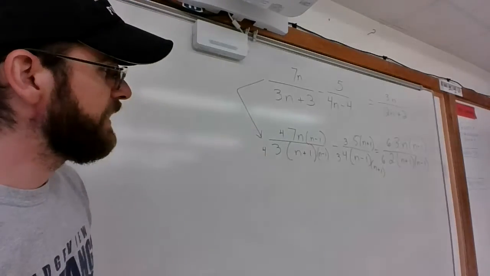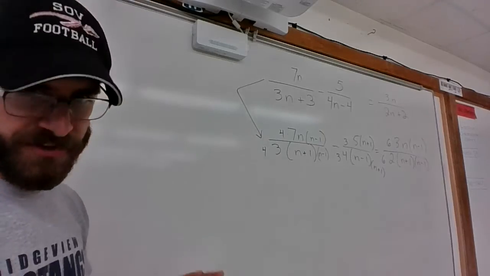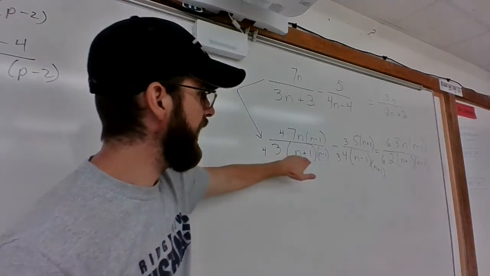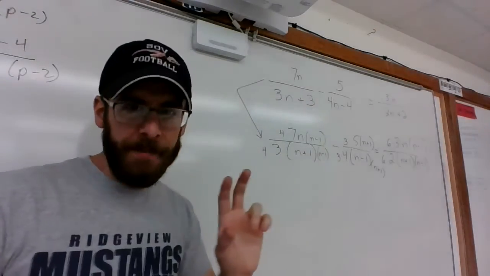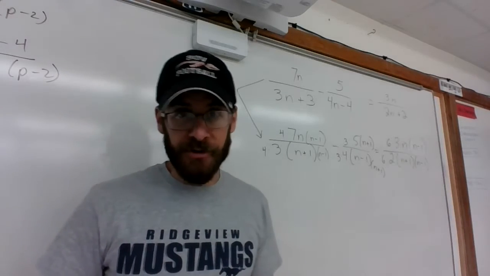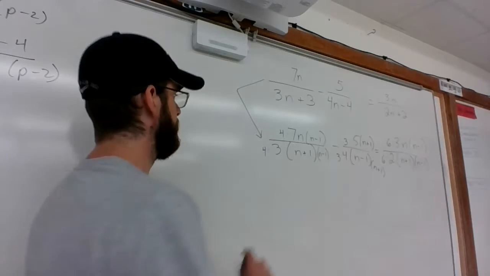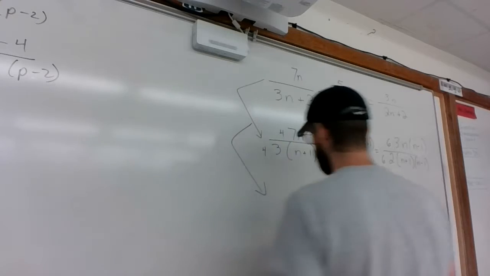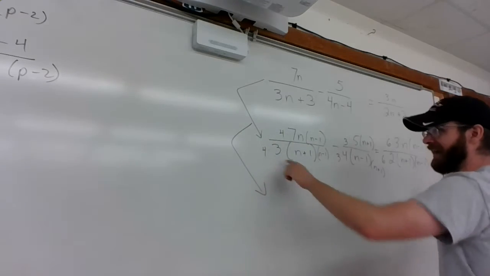The denominators are the same. They're all 12 times n plus 1, n minus 1. Maybe just the order is reversed. Commutative property says order doesn't matter. All right, so this is the step where the denominators are now gone. I'm ditching them.